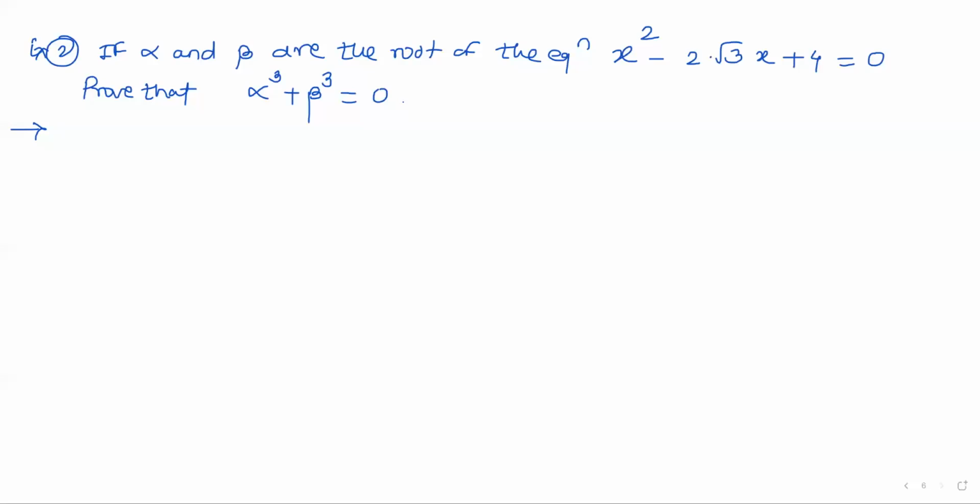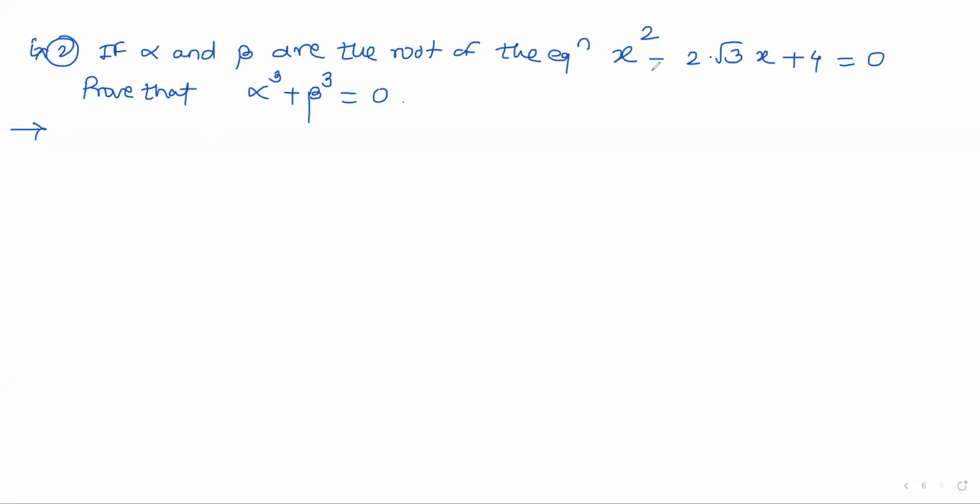Next question, example number 2. If alpha and beta are the roots of the equation x square minus 2 root 3x plus 4 equal to 0, then we have to prove that alpha cube plus beta cube is equal to 0.